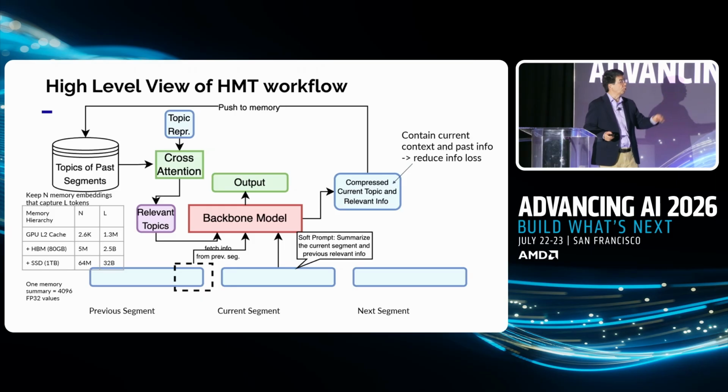For example, if you just use the GPU L2 cache, you can store over 2,000 long-term memories, which is equivalent to a 1.2 million context window. If you start using HBM, you can go to billions of context windows, or if you use SSD, it's almost unlimited, hundreds of billions. So that's the approach we have.